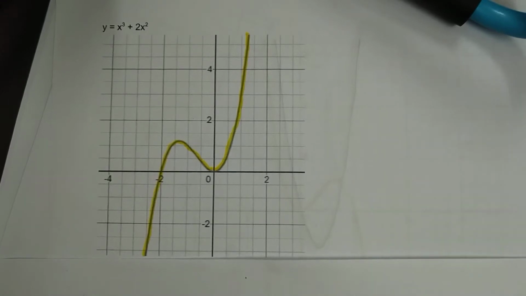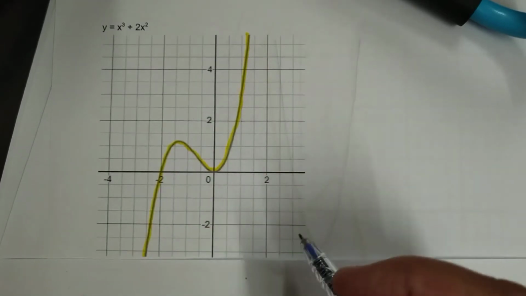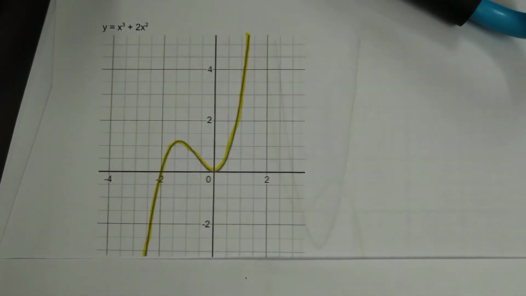We're going to look at some graphs of derivatives and try to get a deeper understanding of what they actually are. We have a cubic function, and I went ahead and graphed it. I did this on Desmos, and I printed it out and traced it so you can see it a little better. But I'm going to go ahead and find the derivative of this function.